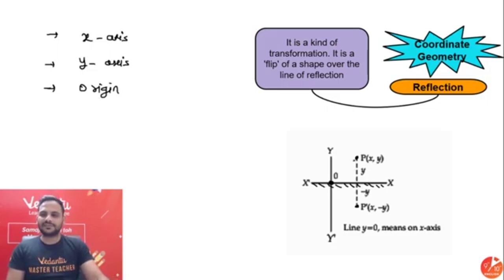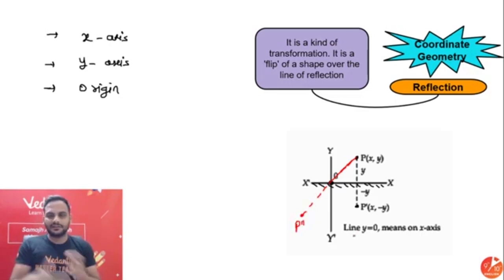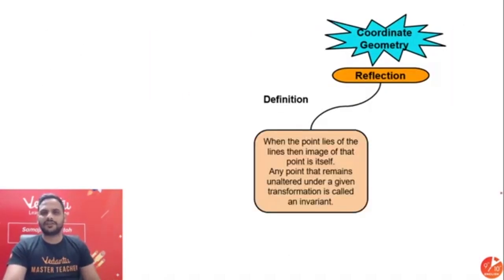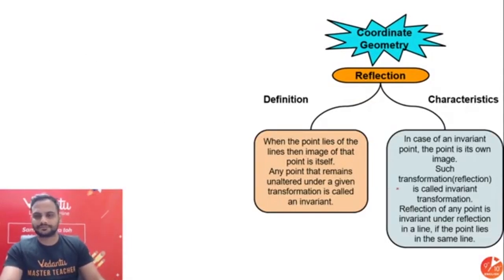So suppose P's reflection I have to find out along origin. What I can do over here is join P with O and extend it in the opposite direction to the same distance. So this will be your reflection under the origin. All right, so these three kinds of reflections are there. Each one has its simple rules. Okay, so remember this thing.